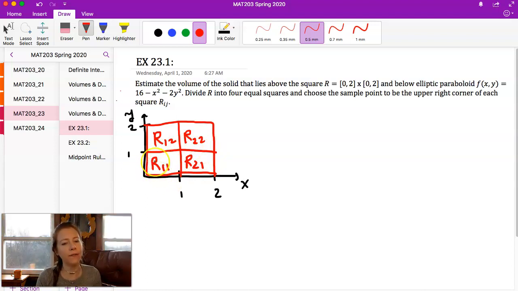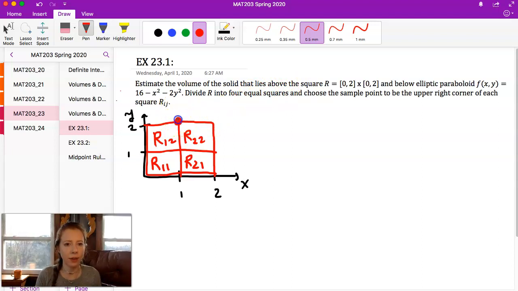And so for R sub 1,1, x is 1, y is 1. For R sub 2,1, x is 2, y is 1, and onward. And what we're doing is we want the upper right corner of each square to be our sampling point.